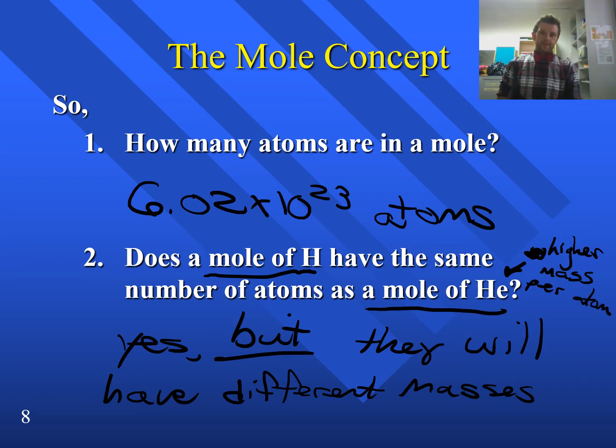So since helium has a higher mass per atom, that's like saying, okay, I have a mole of cars. Cars are heavier than a mole of tires. Hydrogen is naturally lighter. It's naturally less massive, so on the macro level, when we mass them out, hydrogen is going to have less mass than helium, but they would have the same exact number of atoms.